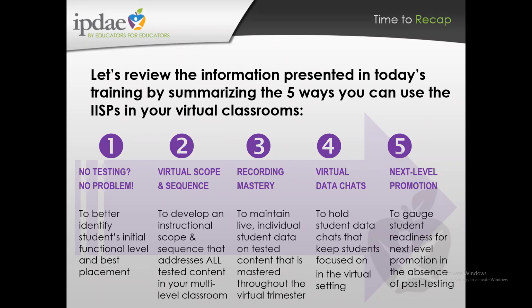Finally, at number 5, use the IISPs to determine when a student is better served by moving him or her to the next functional level. You know, it's probably safe to say that if the student has mastered 75 to 80% of all tested content, which is outlined on his IISP, then that student is ready for the next functional level. Once standardized testing resumes, then, you can just make any minor adjustments.